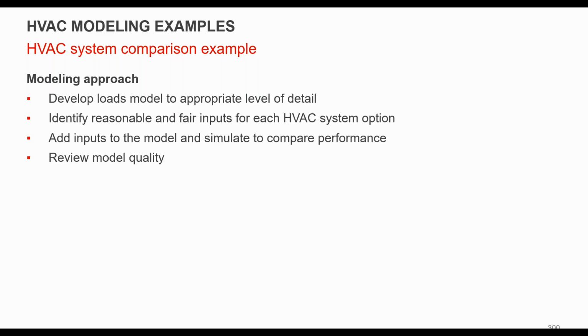So the approach for doing a comparison on HVAC is a little bit different. You want to make sure the load model is detailed enough that you can answer the question of which HVAC system is more efficient. You want reasonable and fairly accurate inputs for your options, capturing controls and efficiencies correctly. Then you compare like to like between the systems. You change just the system characteristic inputs and nothing else, to make sure you have a fair comparison between the different systems.